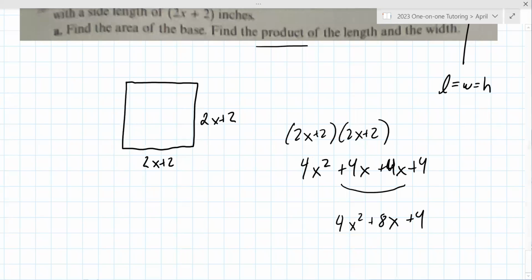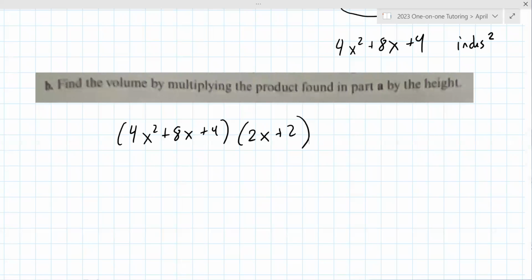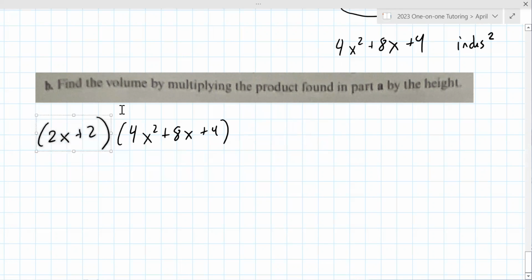Part B, so that is part A. You do want to give the units here, which is inches squared, because it is an area, even though it's in symbolic form. All right. Find the volume by multiplying the product found in part A by the height. So you take this result from part A and multiply it by the height, which is 2x plus 2. This is kind of like FOIL. It's probably better to put this over here on the left to see it visually.